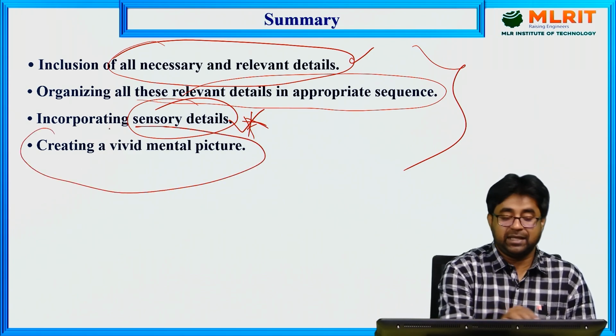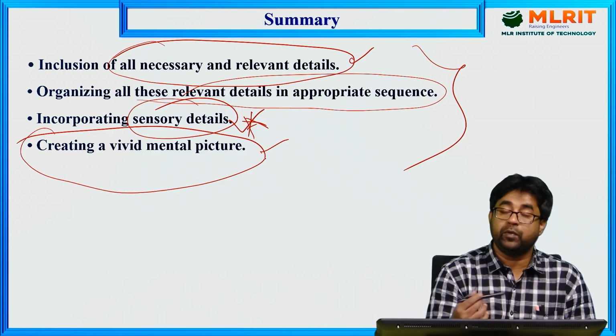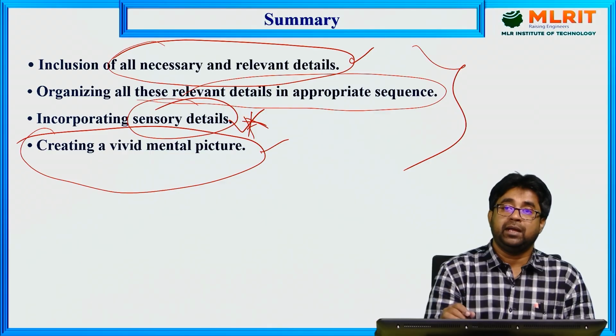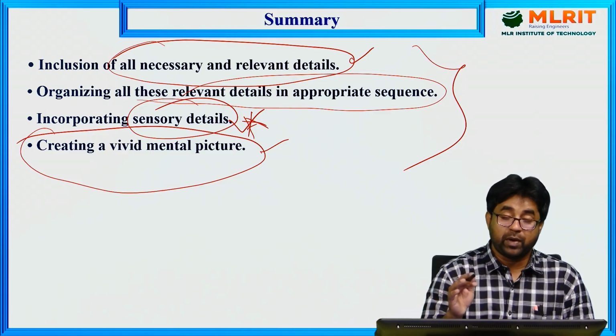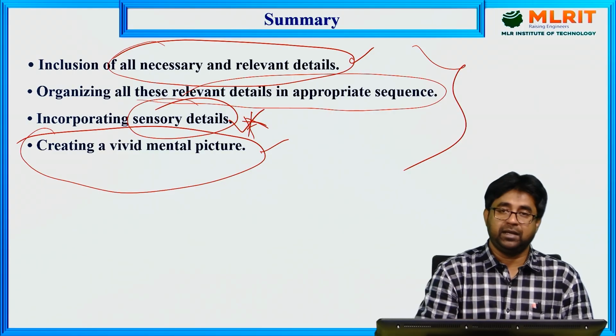The last thing, but not the least, the most important thing in fact, is creating a vivid mental picture. Whenever you start describing an event, please remember that you are not supposed to just supply some factual details. What you have to do, your purpose, your aim should be to create a mental image through your description. Fine. I hope it is clear.